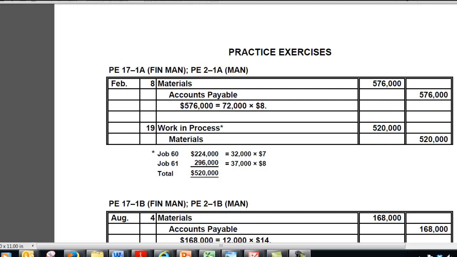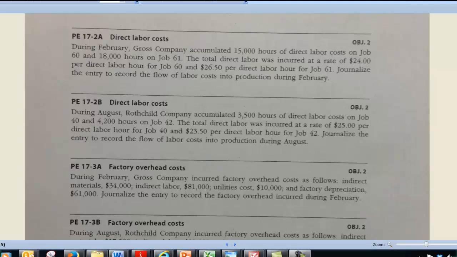With respect to the requisition of materials for production, there was a total of 32,000 units that cost $7 apiece for job 60, and this amount related to job 61. When we multiply those and add it all together, we're looking at a total of $520,000. So we need to show a reduction in materials and an increase in work in process. Remember, work in process is where the materials are after they've been requisitioned and before they are finished.